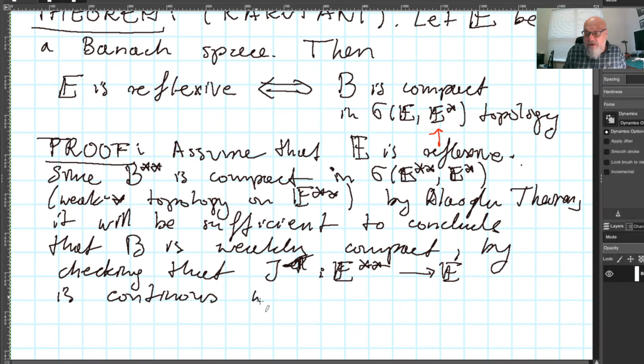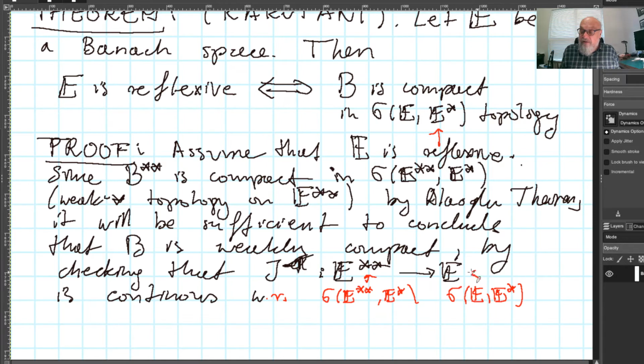Is continuous with respect to, okay, we have two topologies. So let me write it down like this. We have here two topologies. First, continuous with, here we have the weak star topology on E double star, and here we have the weak topology on E. So this must be continuous with respect to these topologies.